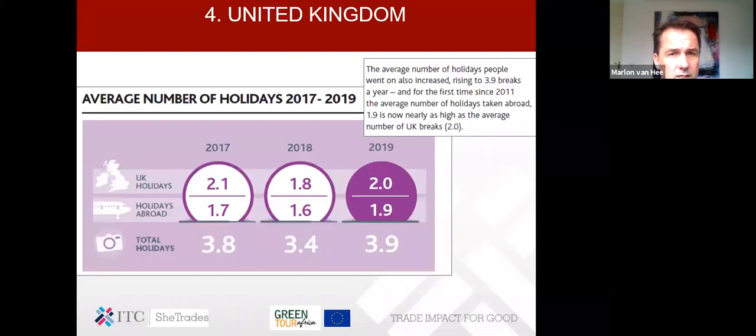All right, so let's look at the average number of holidays that they took during the past 3 years. That is also going up. So the average number of holidays people went on increased. And now we see that holidays abroad is an average of 1.9. So that's almost 2 outbound holidays a year for the British people. So in 2017, that was 1.7, then it decreased in 2018 to 1.6, and now in 2019, almost 2 outbound holidays per annum. So they like to travel abroad.